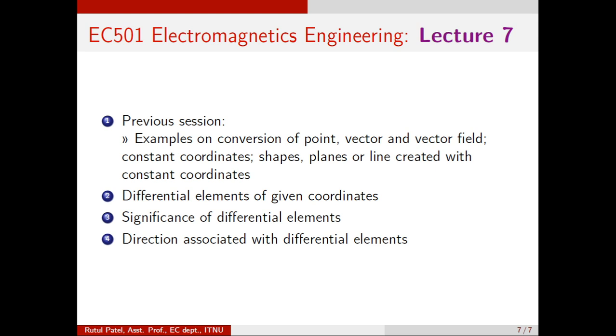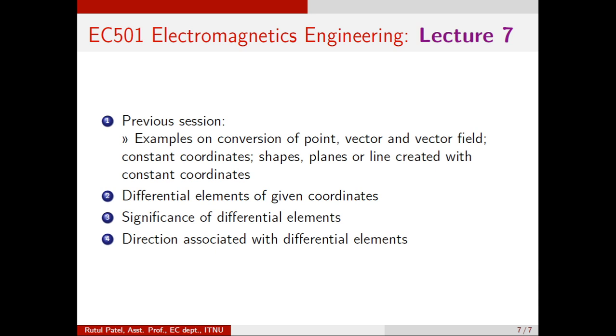Now it's important to identify what could be the surface area of a given shape, what could be the volume enclosed by that particular shape, or many times you need to identify what should be the length of a line created with this kind of constant coordinates. So to identify that, we need to have differential elements for given coordinates. So we identify a prime element of any shape or any geometry through differential coordinates.